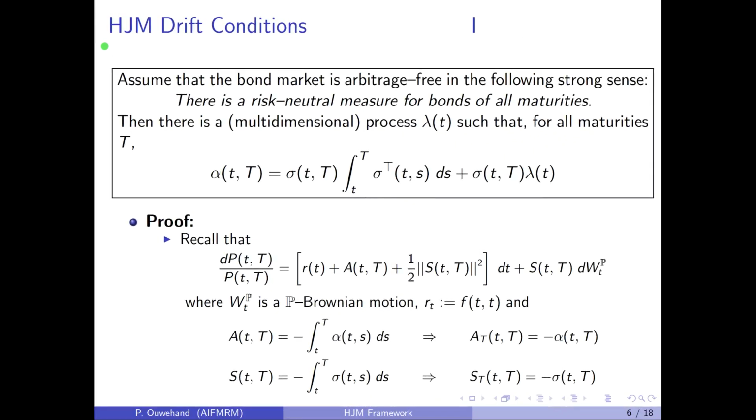Let's now derive the HJM drift conditions. We will assume that the bond market is arbitrage-free in the following strong sense. There is a risk-neutral measure for bonds of all maturities. We will then show that there is a multidimensional stochastic process lambda, which is independent of the maturity capital T, and which is such that for all maturities capital T, we have the following relationship between the drift alpha of the HJM model and the volatilities.